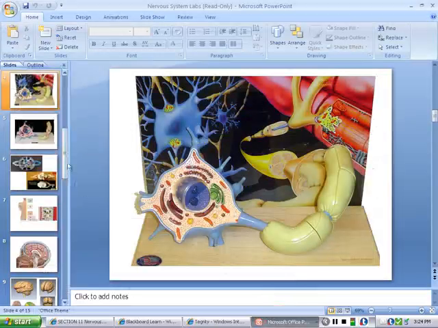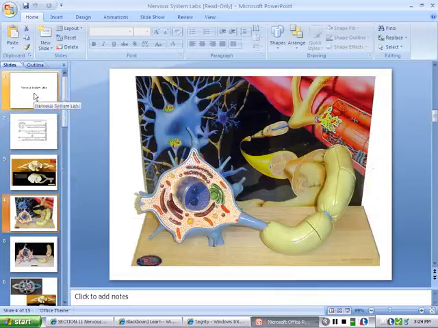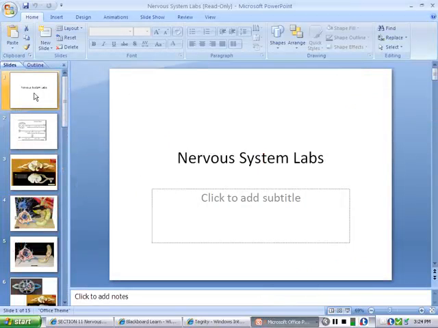Hey guys, Mashburn here again, and today we're going to do the first of two nervous system labs. We're just going to have two of them, one basically on the main part of the nervous system, the neuron, the brain, the spinal cord, and then I'll do another one on the special senses.